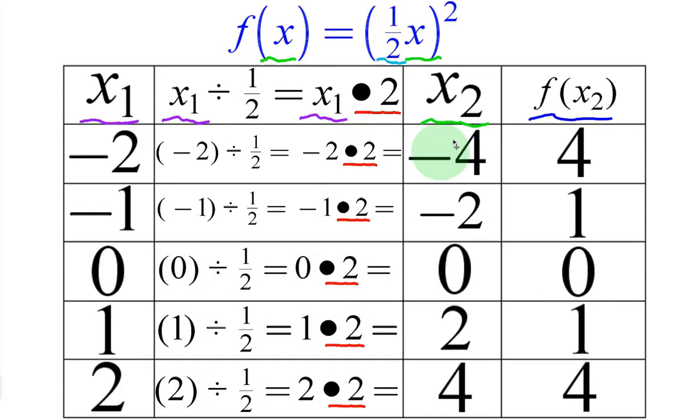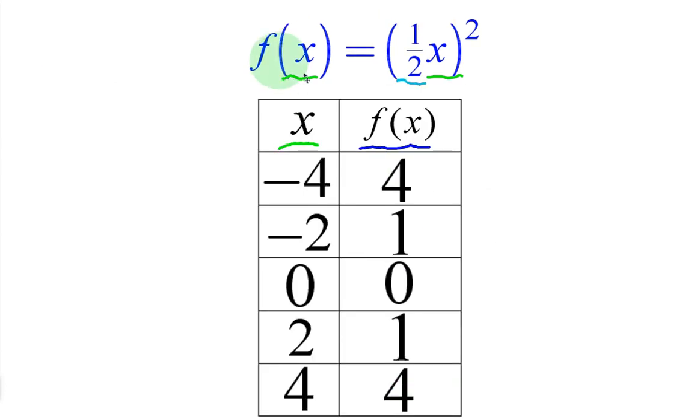So our new x values, negative 2 times 2 is negative 4, negative 1 times 2 is negative 2, and so on and so forth. We're going to keep the same y values. But you can see those x values get multiplied by a factor of 2, and here is our transformed function without changing the y values. All we've done is multiply the original x values, negative 2, negative 1, 0, 1, 2, by 2, and that gives us a chart that we can then graph for f of x equals 1/2 of x squared.